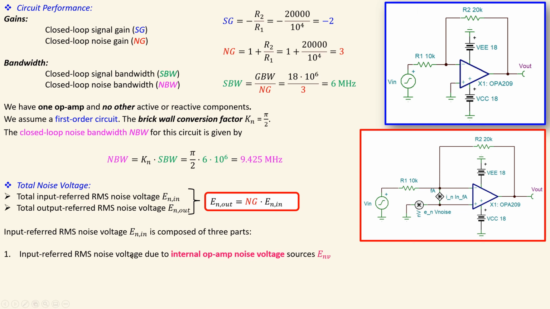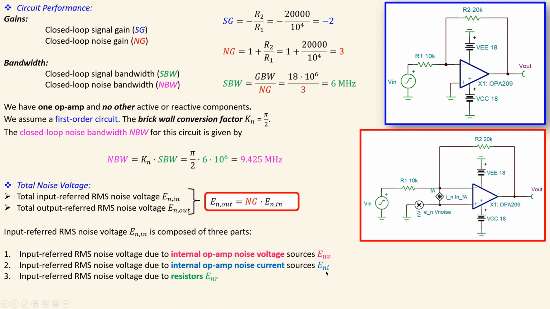So the input referred RMS noise voltage is now composed of 3 parts, which is due to the internal op-amp noise voltage, this one. That will produce some output, but also has some input noise voltage. It also has the input referred RMS noise voltage due to the internal op-amp noise current. So this will also have some noise at the input, which will also reflect at the output. So we always start with the input and then multiply that by the noise gain and go to the output. And these are given by these symbols.